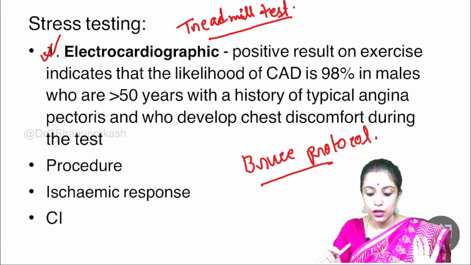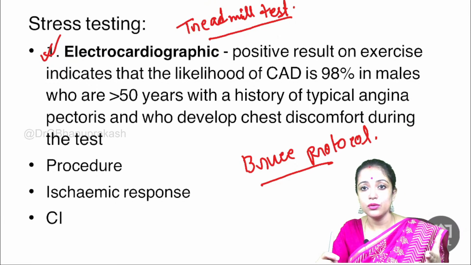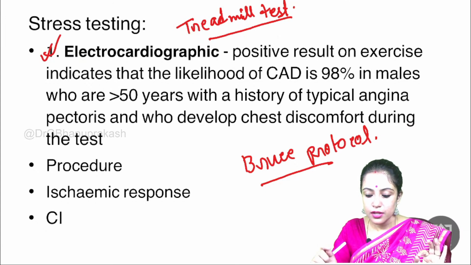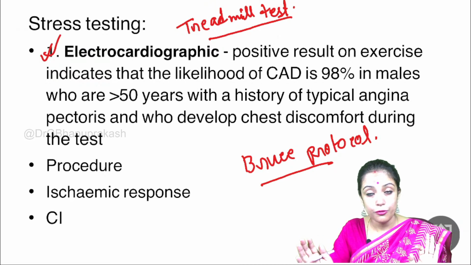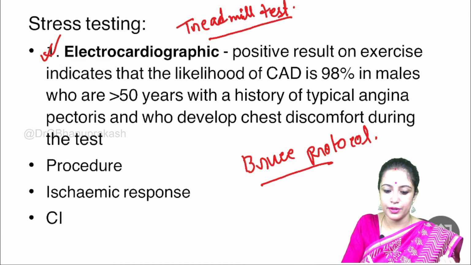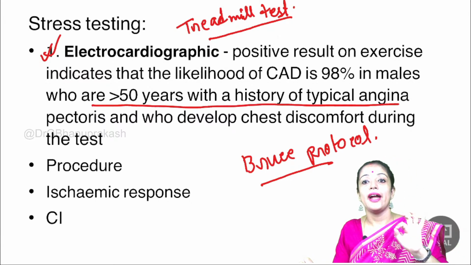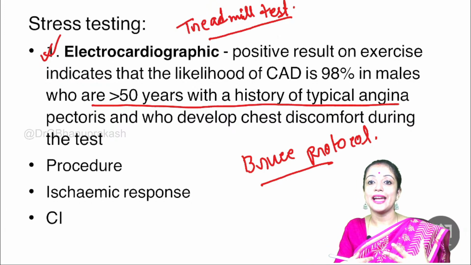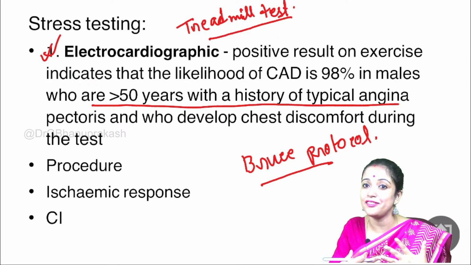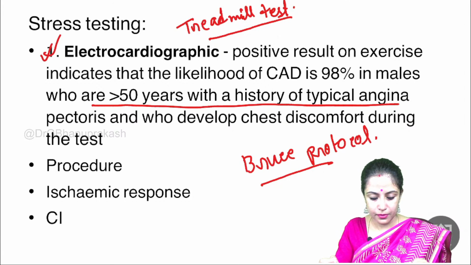Suppose there is a positive result; I'll tell you how we say it is positive or negative. Suppose there is a positive result in a treadmill test or exercise stress test for a 50-year-old male. This is just an example. For a 50-year-old male who presented with typical angina pectoris and whose stress test has come positive, that means he has almost a 98% likelihood of having severe coronary artery disease. Such is the importance of the test.